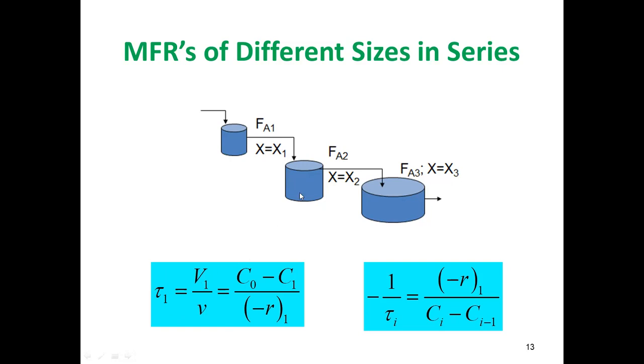So if it's referring to tau for the space-time of the second MFR, this should be tau 2, this should be V2, this should be V. This should be, by the way, the same for all your MFRs. And in that case, this would be C1 minus C2 because this is already tau 2, and so on and so forth.